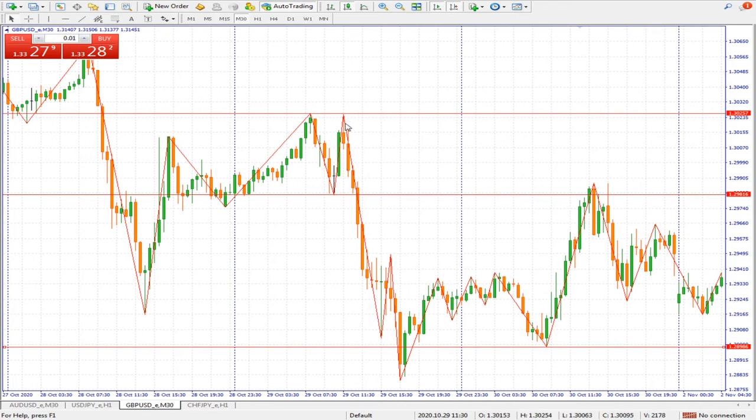Is this clear? This is one very, very useful indicator. This is what I normally use. I have to have it. In any of my charts, you'll see that I have to include this indicator.